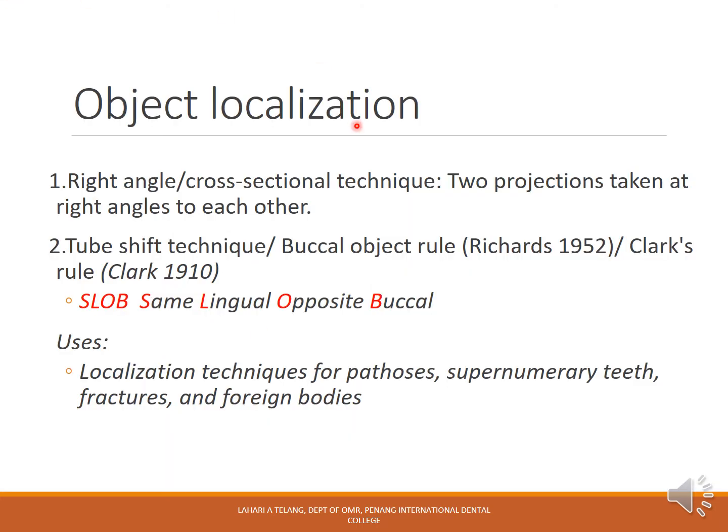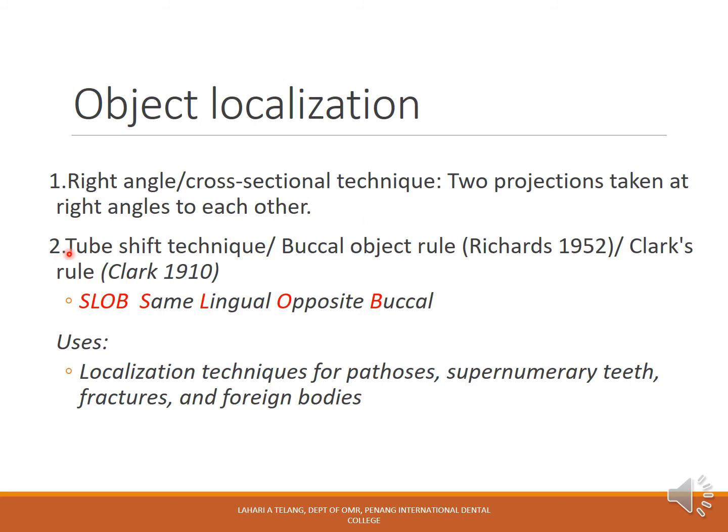That was about the image characteristics of a film based radiograph or film based radiology. And now, moving on to the other part of this topic is object localization. Now, this is a very interesting part of this chapter and is often asked as an OSCE question. An object can be localized by two techniques. One is a right angle technique, also called the cross sectional technique, in which two X-rays are taken at right angles to each other or two projections are made.